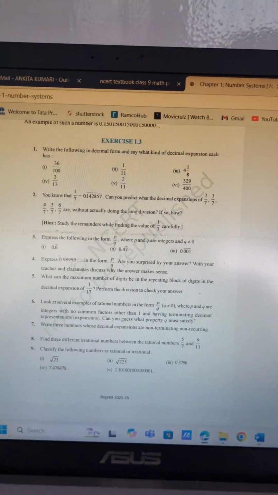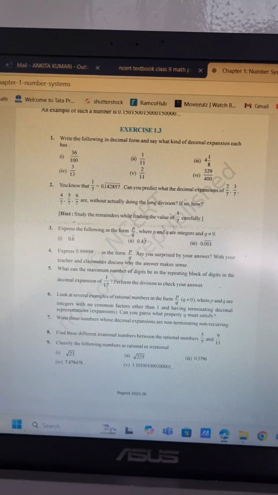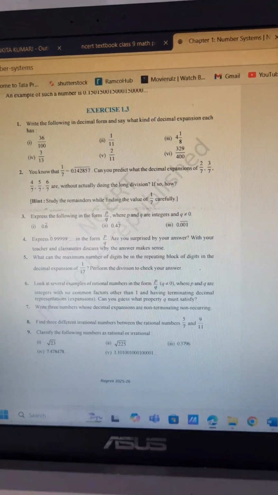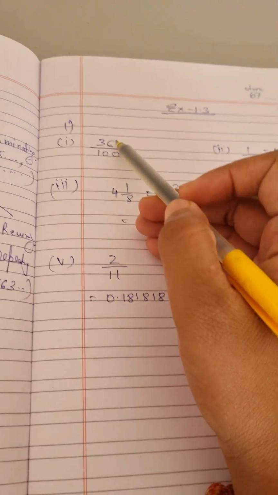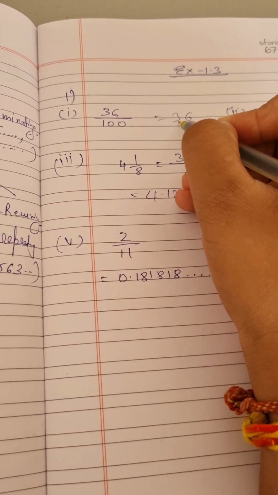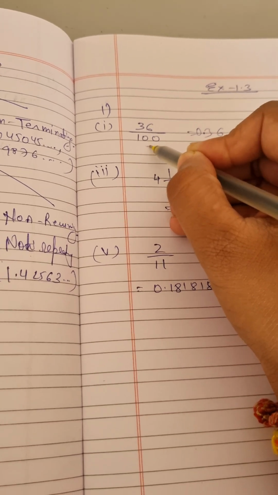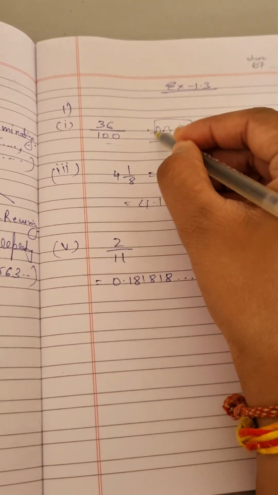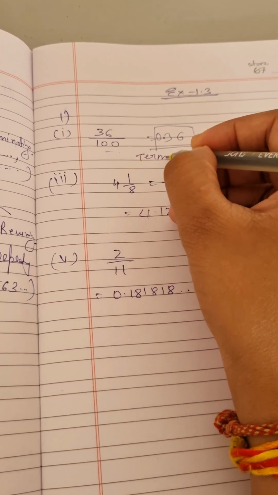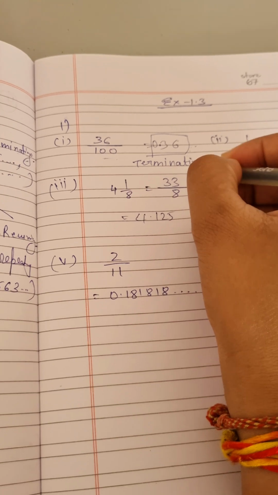Now let's move to exercise 1.3. 1.3 has the first question: write the following in decimal form and see what kind of decimal expansion each has. The first question is 36 by 100. 36 by 100 is easily divisible. The denominator has 2 zeros, so in the numerator, whatever digits we have, we write, and before the last 2 digits I put the decimal point. So this is coming 0.36. Further, we will not get any digit. So this is terminating, the way we have learned.